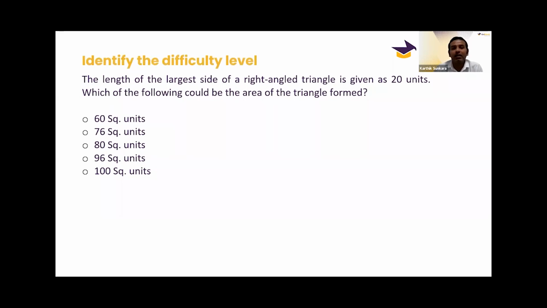Identify the difficulty level. Now, for every question, you need to identify the difficulty level. If you're not able to identify, then that's going to be really tricky for you. Because if you know the difficulty level, then you will understand whether you have to skip the question or whether you have to solve the question. When I say skip, it doesn't mean that you are skipping it completely. We have an option called flag. You'll flag the question and you'll mark one of the 5 options, and then we'll move to the next question.